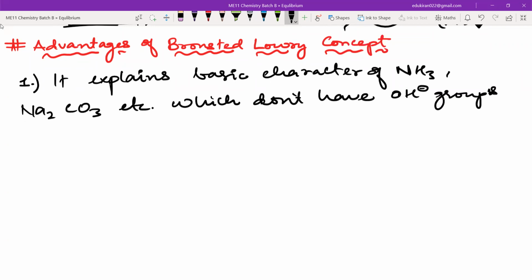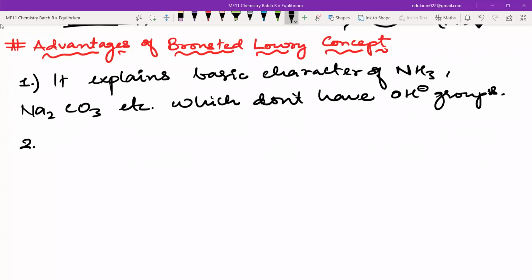Because according to Arrhenius, what should happen? Only the molecules which have OH negative should be a base. But NH3 and Na2CO3 don't have any OH negative group.